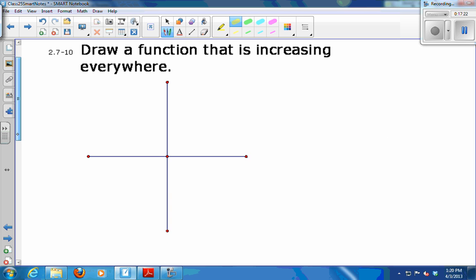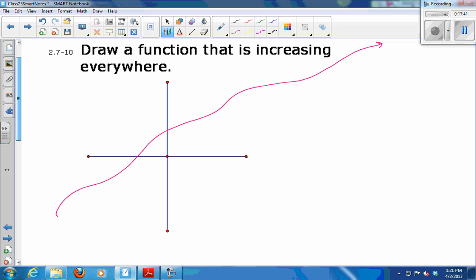So let's draw a picture of a function that is always increasing. That means that as I read it from left to right, it's always climbing uphill. So any function that's always going uphill, like that. Would this pass the horizontal line test? It would. So what can you say about a function that's always increasing? It always has an inverse function.